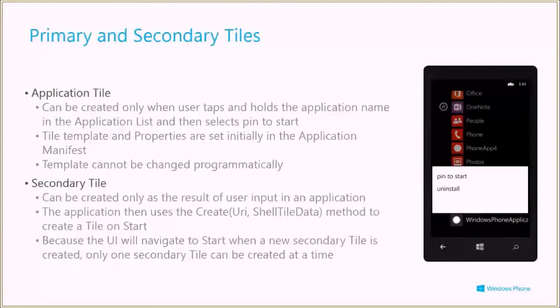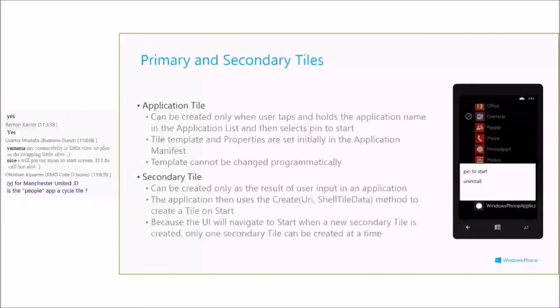Okay. So again, just as a quick summary, we've got primary and secondary tiles for our applications. The application tile is the default one. It can be created when the user taps and holds the application name in the application list and selects pin to start. The tile template properties are set initially in the application manifest. I will show you how to do that right away. This template cannot be changed programmatically. You just set that once and then it stays with you.